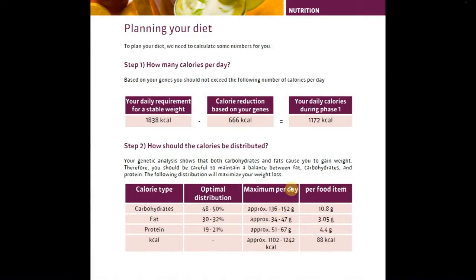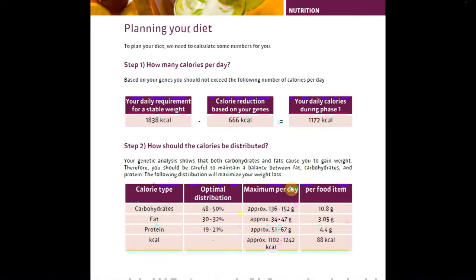So what we do is we first calculated or found out how many calories you need to maintain your body weight. That's 1,800 in this case, different number for you. Then we reduce the amount that we've decided based on genetics, 666 here, and here we are left with 1,100 kilocalories. So if this person only eats 1,172, they're going to lose weight with the intensity that we decided is most effective from the genes.